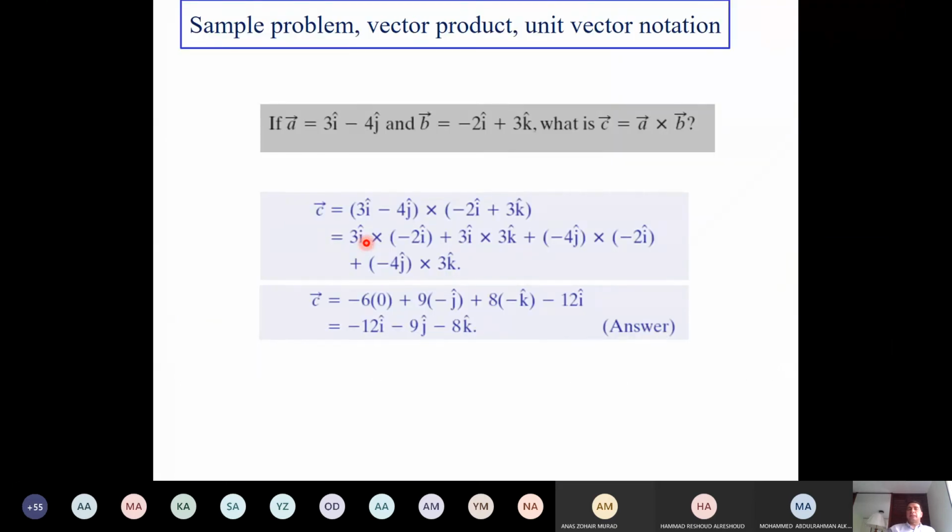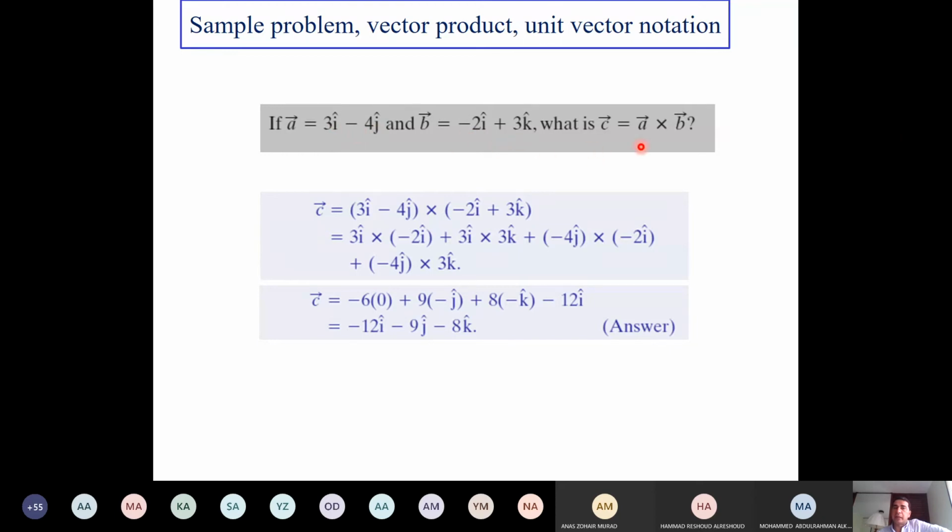So this is another sample problem, vector product in unit vector notation. It goes again to the cross product here. And luckily there are two components. Whenever we see two components in the vector and they are asking for the cross product, it's a lot easier as compared to three components. So vector A has components 3 and 4, and vector B has two components, -2 and 3.